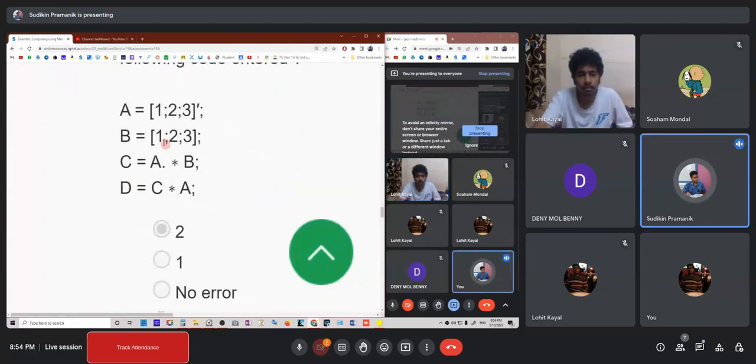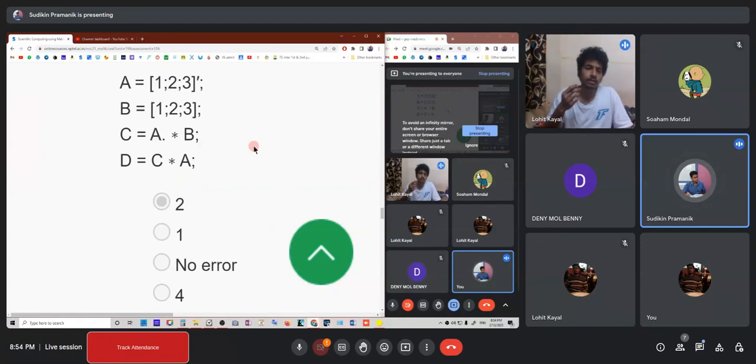Okay, sir. And sir, this is a matrix. So this is also a matrix. This is also a matrix. So this is one error which is clear from here. And sir, as C is getting multiplied to A, and we need the elements to get multiplied, there should be a dot here. So I think two errors are prominent from this question.